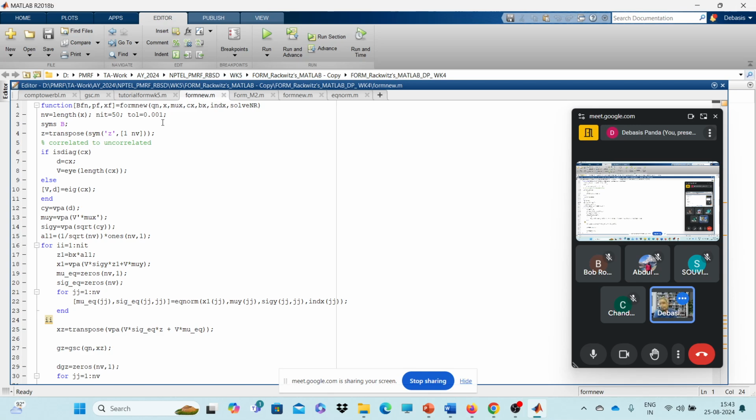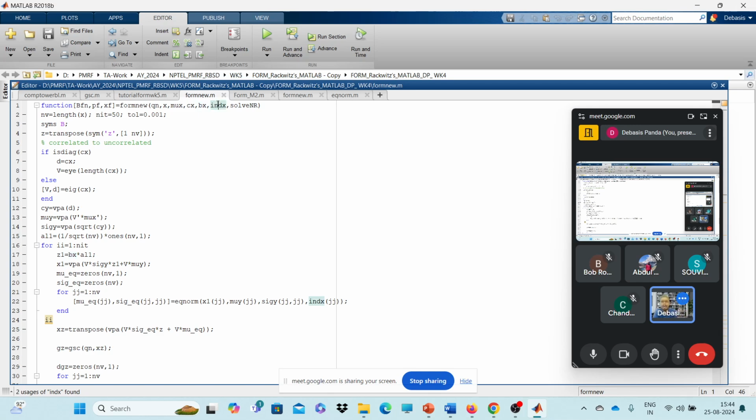Okay. So here what I have done is making this function file using the input: I will provide the question number. From the question number I will get the limit state function, and I will supply the input variables. X is the number of random variables which you have in your limit state function. mu x are the means of your random variables in actual space. Cx is the covariance matrix. Bx is the initial guess of beta.